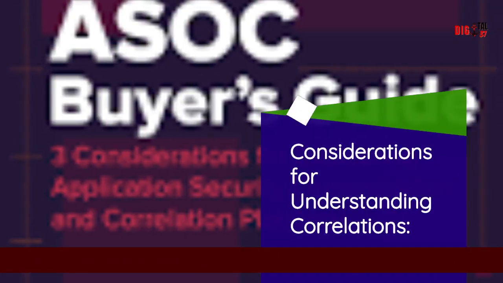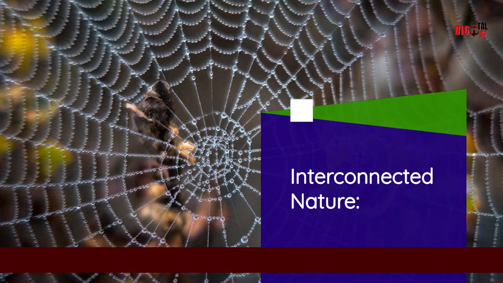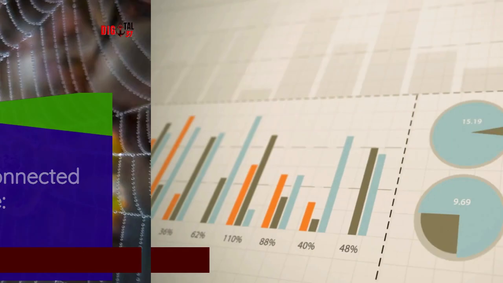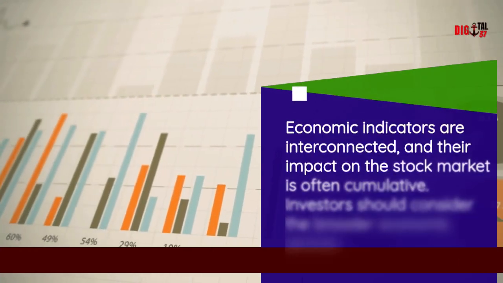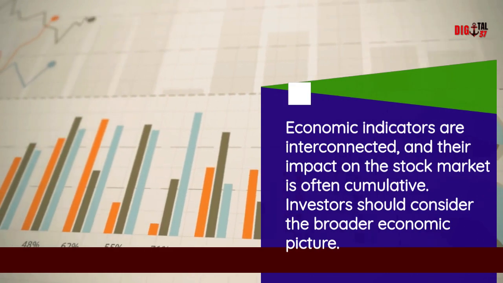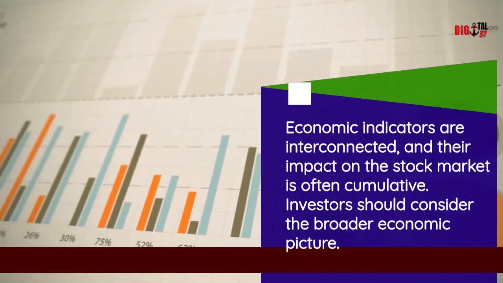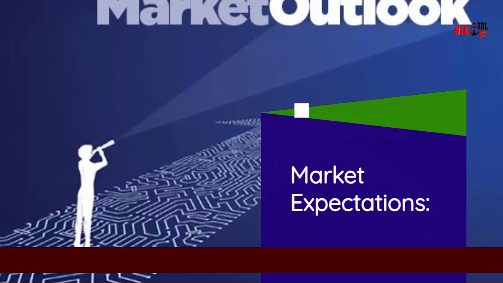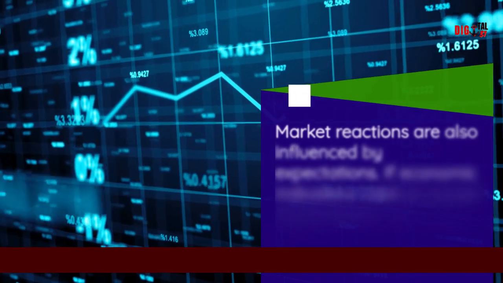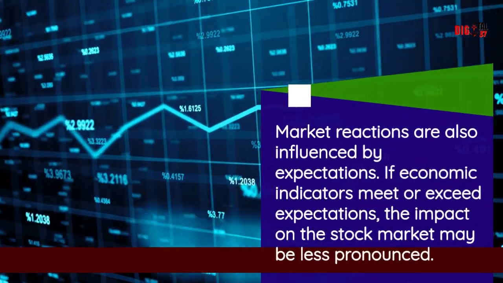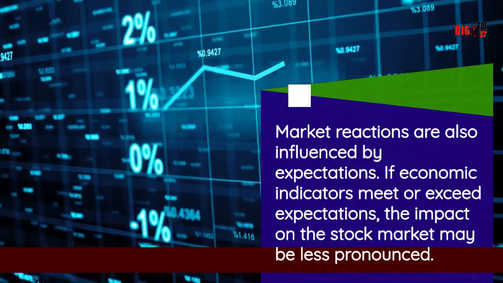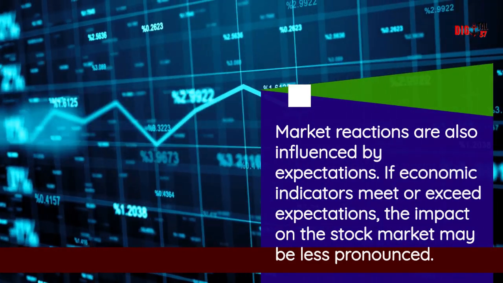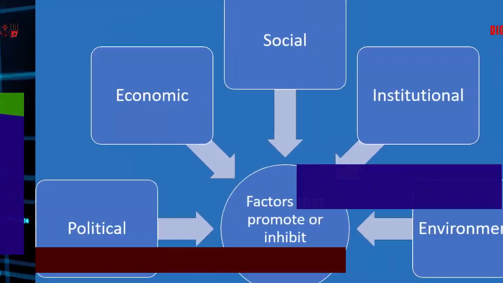Considerations for understanding correlations. Economic indicators are interconnected, and their impact on the stock market is often cumulative. Investors should consider the broader economic picture. Market reactions are also influenced by expectations. If economic indicators meet or exceed expectations, the impact on the stock market may be less pronounced.